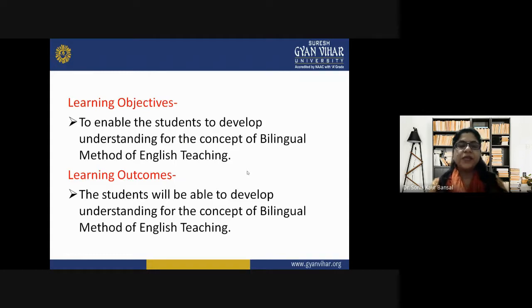Now, in today's class, my learning objectives are to develop a good understanding of the concept of bilingual method of teaching English, how the bilingual method works in the class, what are the main principles behind using it, what are the advantages, what are the disadvantages, and how it should be used and what things should be avoided in the classroom. These are the learning objectives of today's class, and I hope my students are going to learn about it in the learning outcomes.